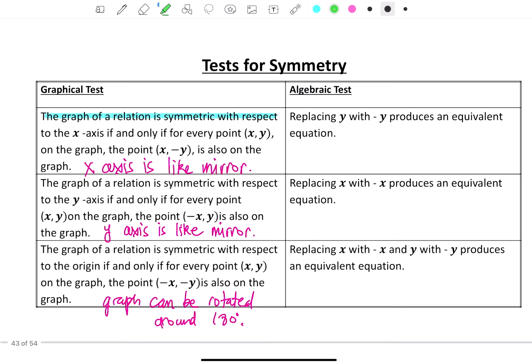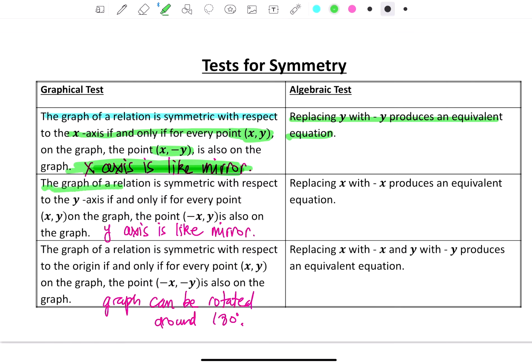So to test for x-axis symmetry, if we have x-axis symmetry, that means the x-axis acts like a mirror for that graph, for that function, for that relation, and replacing y by negative y will produce an equivalent equation. So if we replace y by negative y and the equation does not change, that means the graph of that equation will have x-axis symmetry, and it's actually not going to be a function. If an equation has x-axis symmetry, for every point (x, y) on the graph, (x, negative y) will also be on the graph.